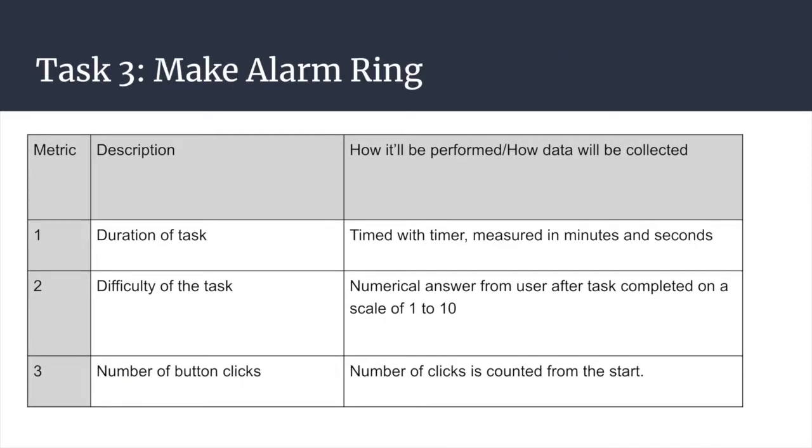The last task was making the alarm ring. Our metrics are the duration, the difficulty of the task, and lastly the number of button clicks. We picked this task since someone purchasing this clock would likely intend to use it for its alarm function. We selected these metrics to understand how long each task would take, how many actions were necessary, and the task difficulty.